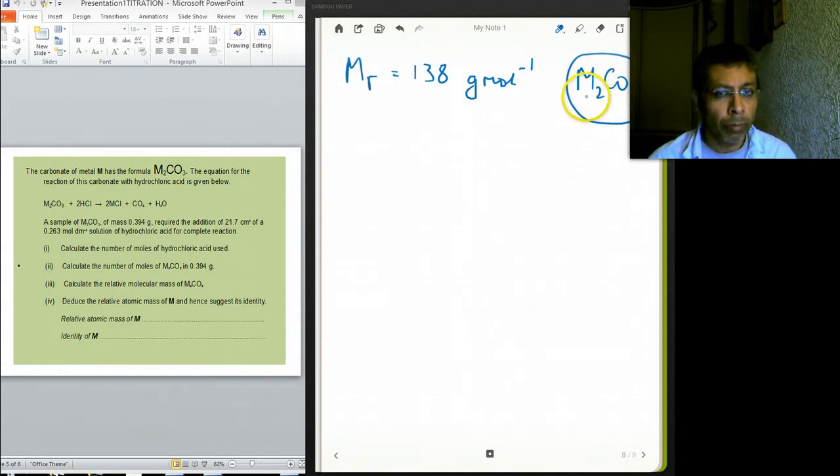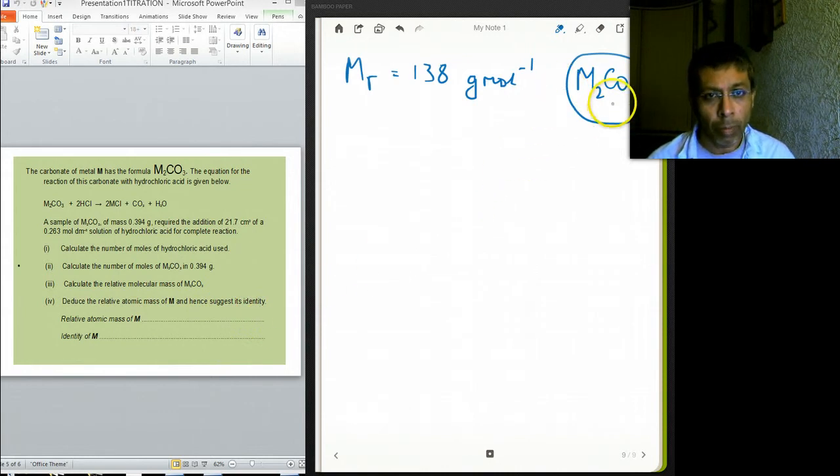It could be from group 1, couldn't it? Because it's M2CO3, needing 2 of these to every carbonate. Remember, carbonate's 2 minus, so therefore each M must be 1 plus. So it looks like it could be from group 1, but we don't know. It could be a transition metal as well, which has a 1 plus charge. Right. Deduce the relative atomic mass of M and hence suggest its identity.